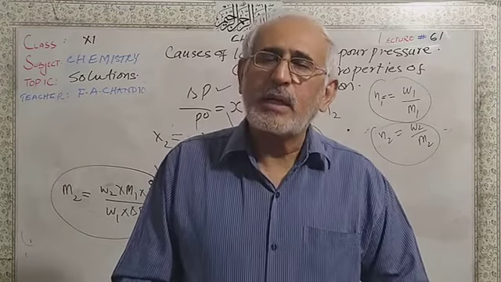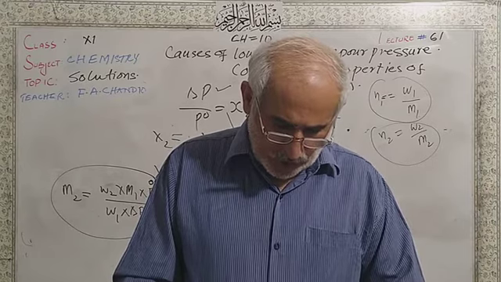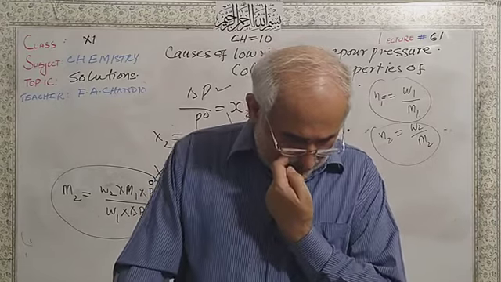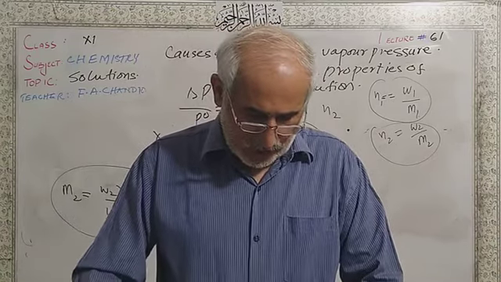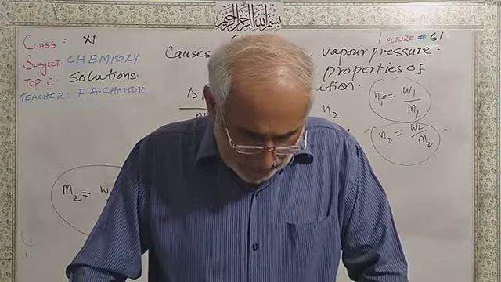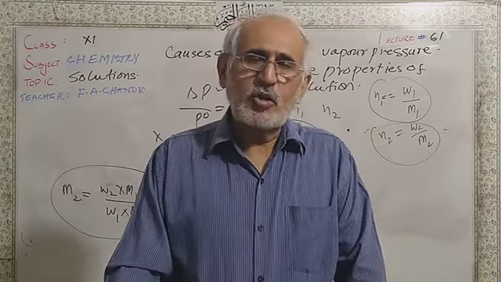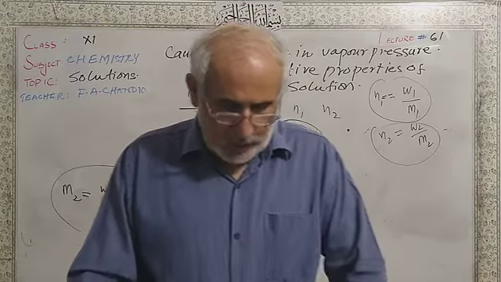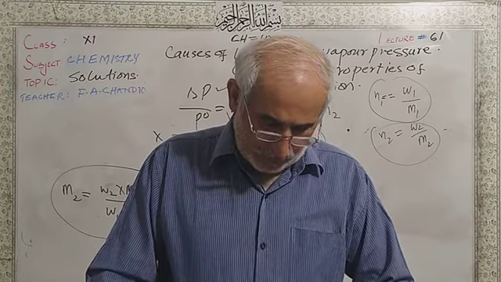There is an example which is given, 10.2. P naught is 98.6 torr, which is given. P is 68.7 torr. P naught is the vapor pressure of the pure solvent, and P is the vapor pressure of the solution. Delta P is equal to P naught minus P. You will get 11.9 torr, that is the delta P.